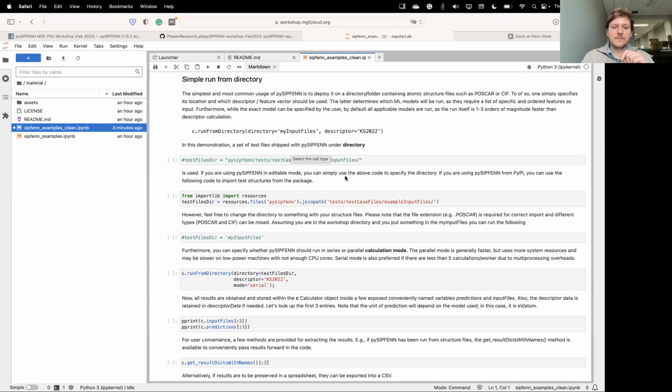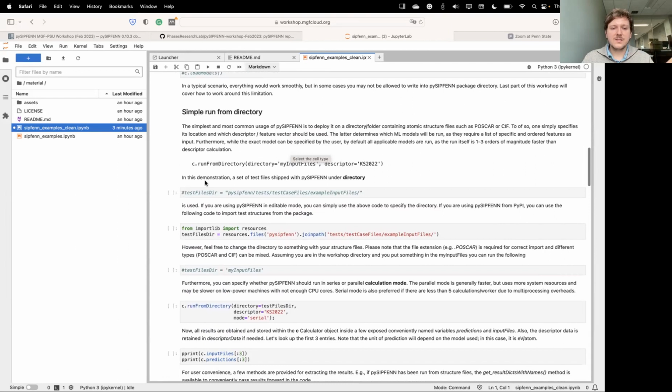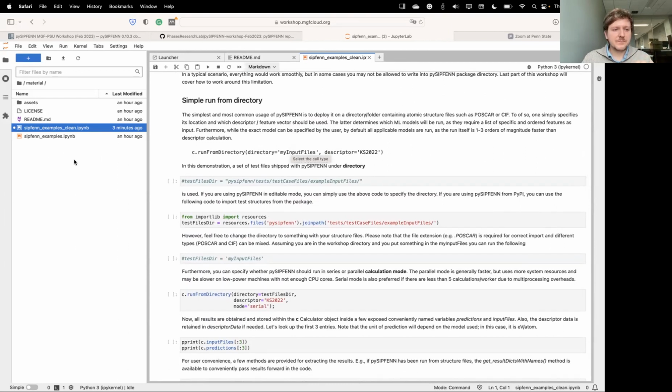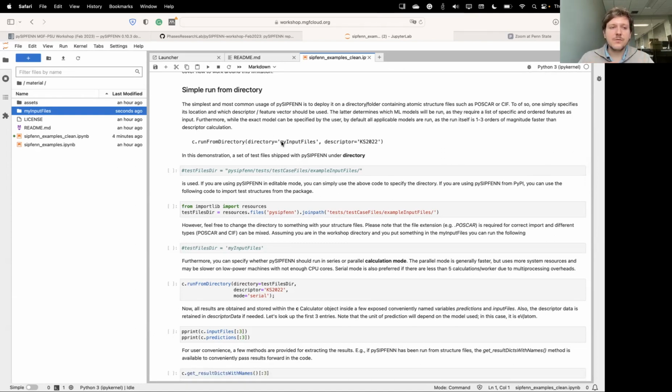The only thing that you would need to do after you have this calculator initialized is to have a directory within your folder with the workshop files, or with your Python script with PySIPFENN. Create a folder like my input files, and put your POSCARs within that folder. And then just run this kind of function. In the case of this workshop, we are not gonna create any new files. But again, if you wanted to, you can just uncomment this and run everything again, and it would run your personal files that you might want to predict the energy for.